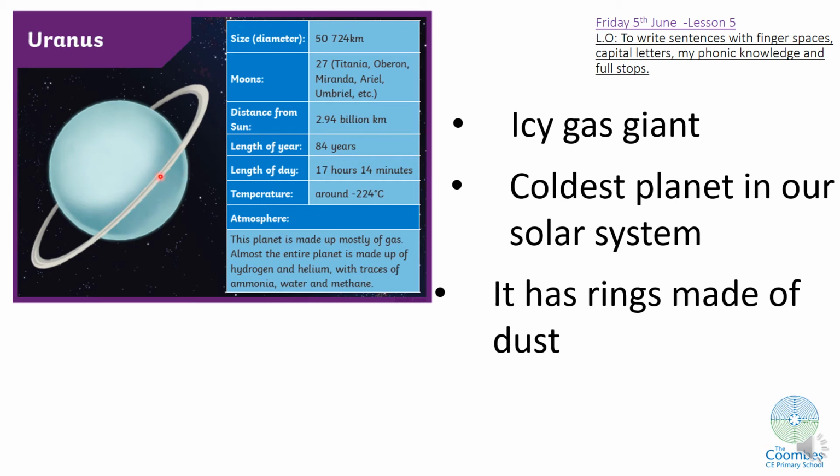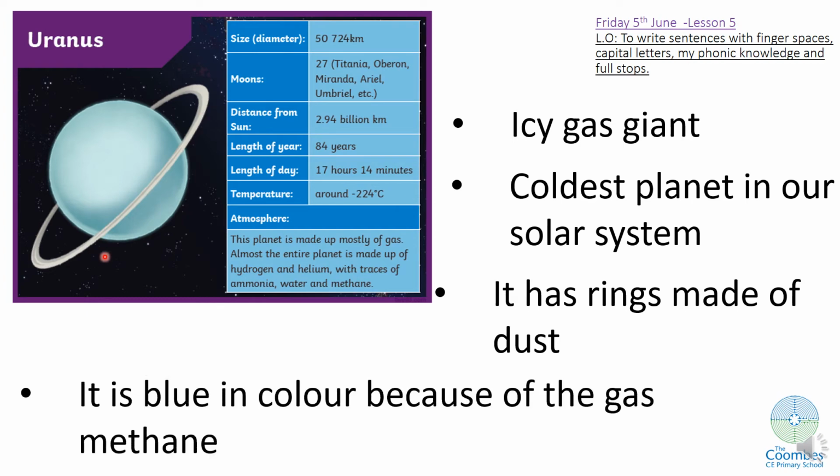Uranus also has rings, but these rings are made up of dust. So the dust in the solar system has come together to make a ring around Uranus. Uranus is also a very, very bright blue colour. And that's because it has a gas in it called methane.